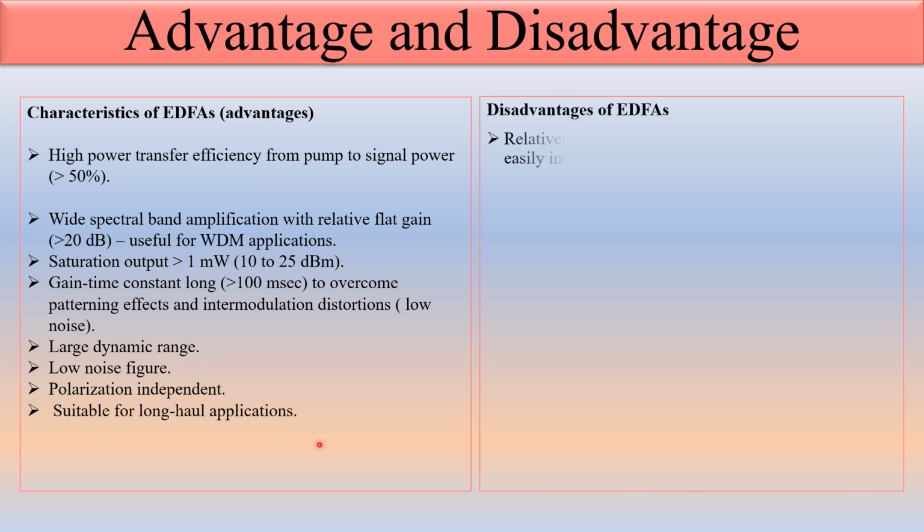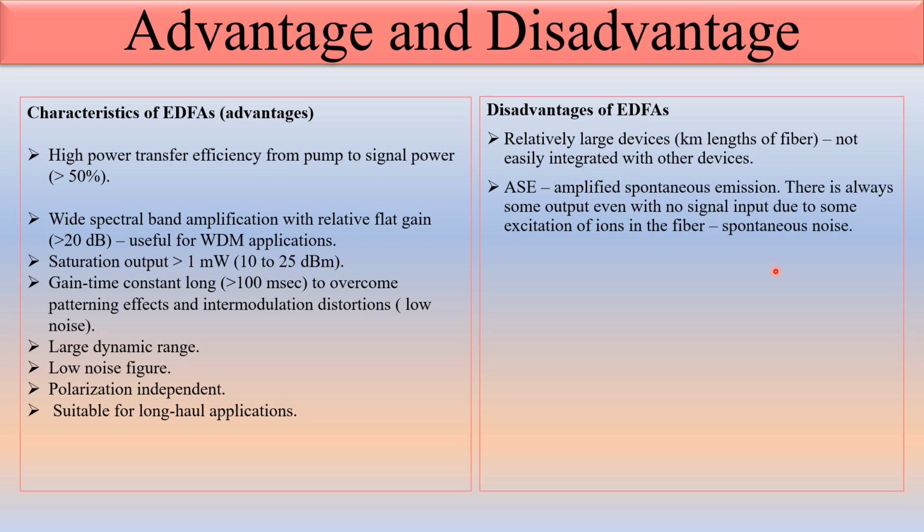Disadvantages of the EDFA: relatively large devices, not easily integrated with other devices. ASE, amplified spontaneous emission: there is always some output even with no signal input, due to some excitation of ions in the fiber. Spontaneous noise is always there in the EDFA. This amplified spontaneous noise limits the number of EDFAs in the fiber spans.